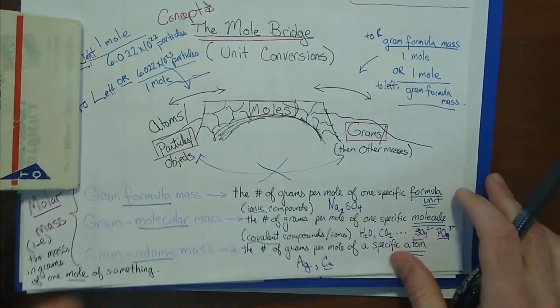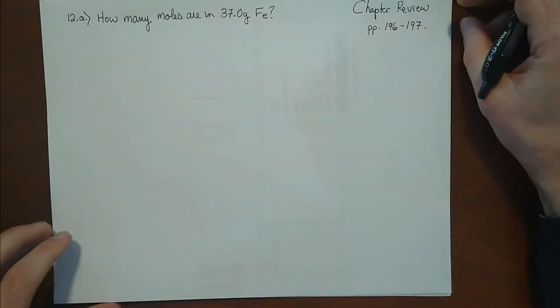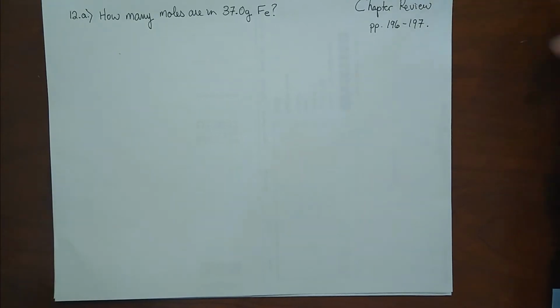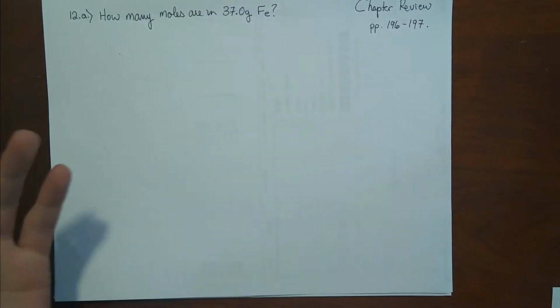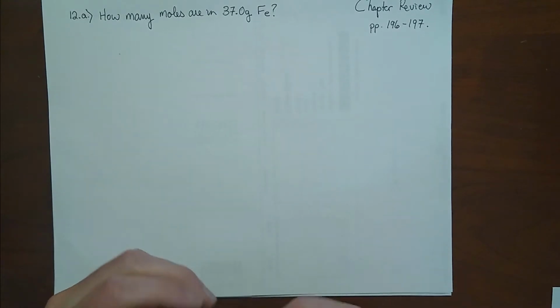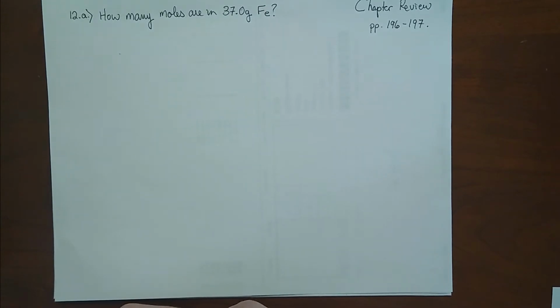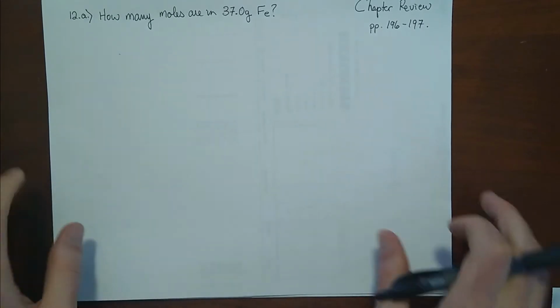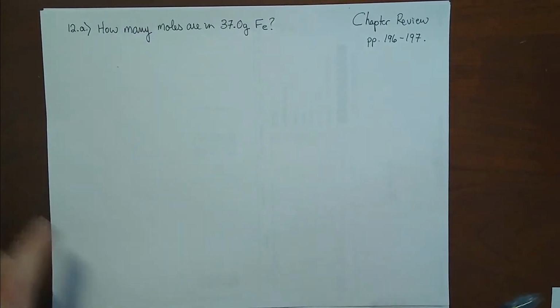All of these problems can be found in the chapter review for chapter 7 on pages 196 and 197 in your textbook. So if you wanted to look at these, this is where I pulled these from. They're similar to some of the homework type problems that I will be giving you shortly. So first question, number 12a from the chapter review. How many moles are in 37.0 grams of Fe, which is iron?